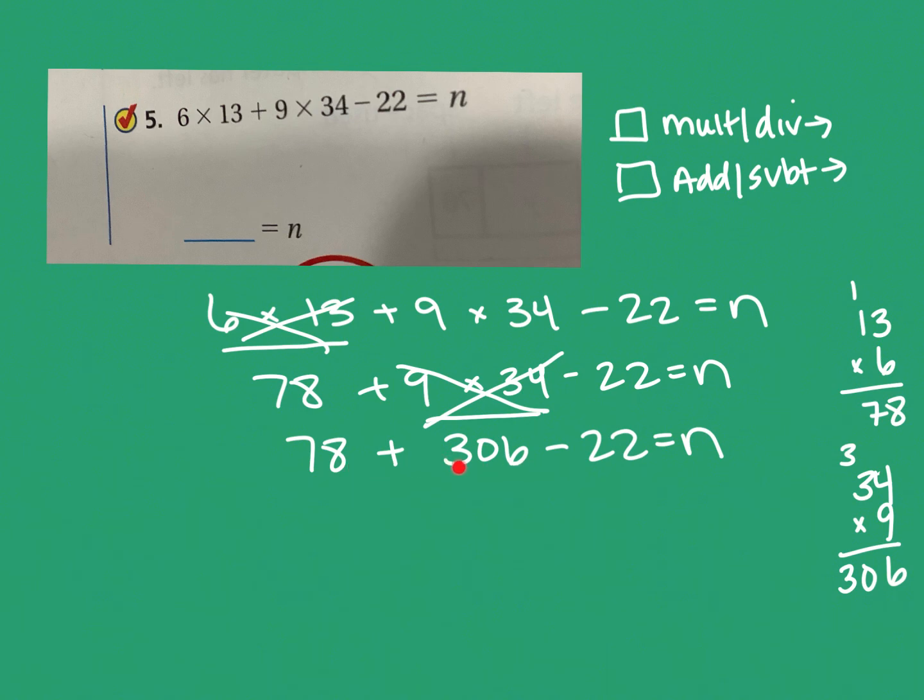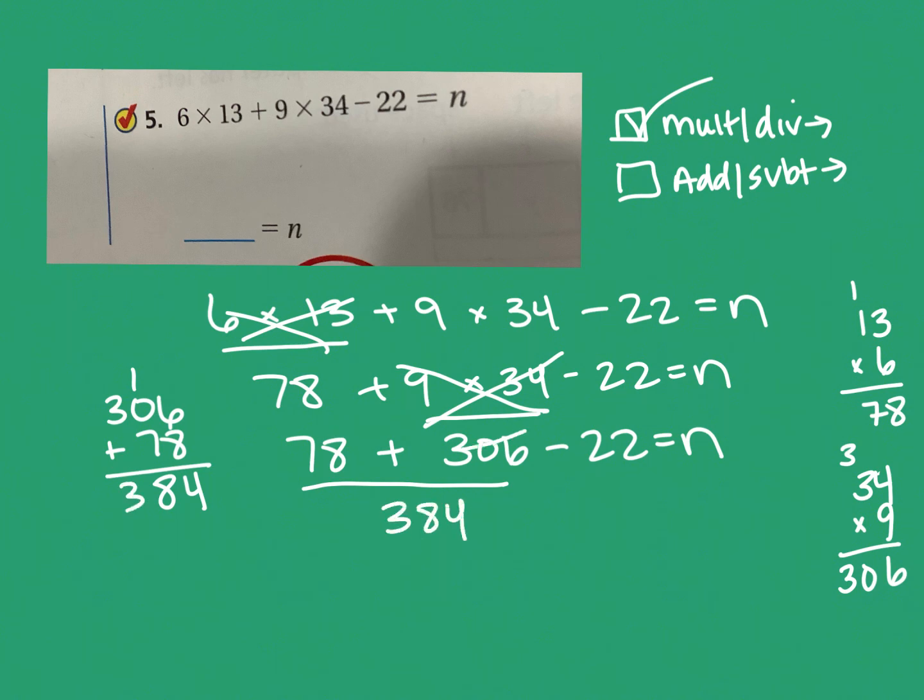Multiplication, no. Division, no. Multiplication, division, no. We have cleared all of that. And now we can go down to the next step of add or subtract. Starting here, which one comes first? The addition does. And addition is commutative. I can flip that around. I'm going to do 306 plus 78. 6 plus 8 is 14. 1 plus 7 is 8. And 3 plus nothing is 3. We get 384. Cross off what you did, bring down what you didn't do.